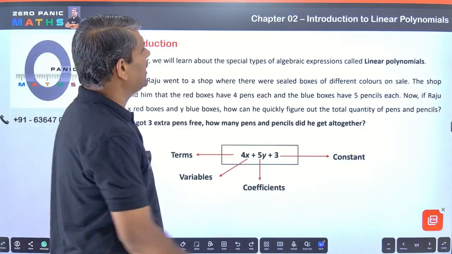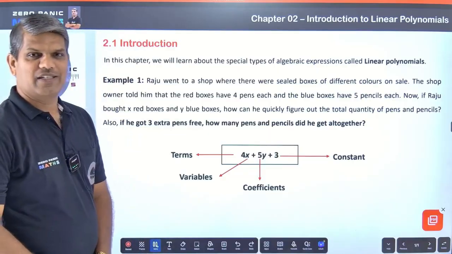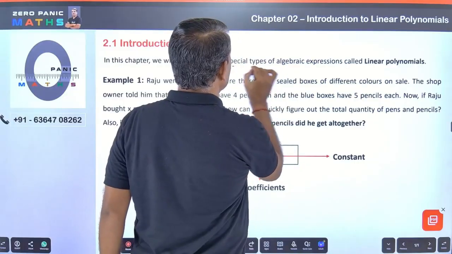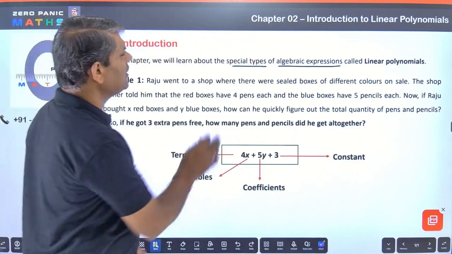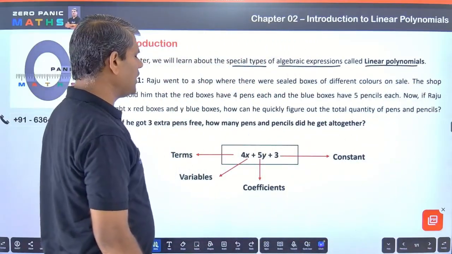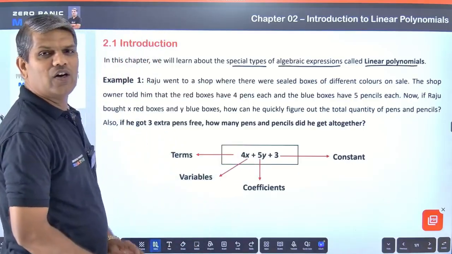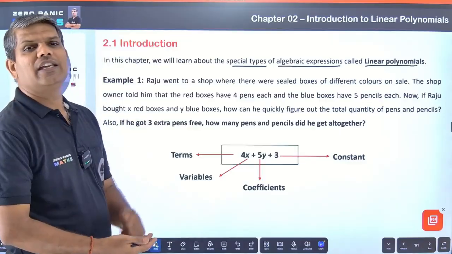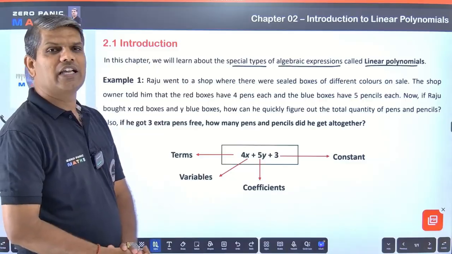In today's session, let us start with a new chapter, chapter 2, that is Introduction to Polynomials. Okay, so a polynomial is a special type of algebraic expression, as given in the simple definition. That algebraic expression contains some variables, some constants, some coefficients, and there are terms involved in that. Now we will see what exactly is a polynomial, types of polynomials, and some examples with real-time problems.